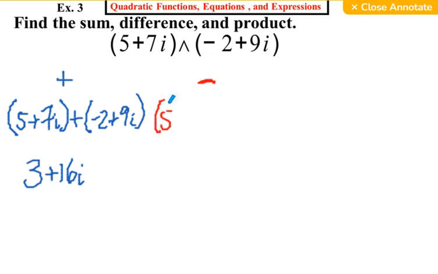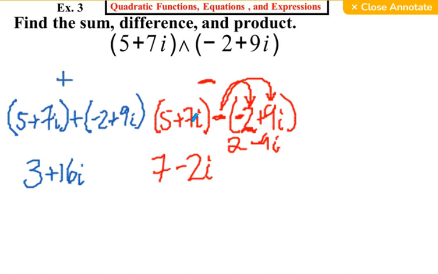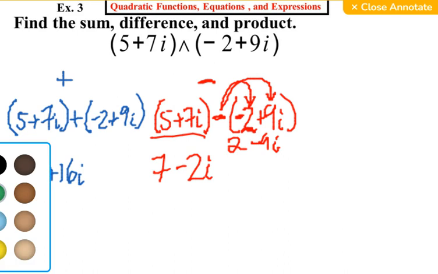We got 5 plus 7i minus negative 2 plus 9i. Pass on one, Caleb. Diego. 7 minus 2i. And for this one, for those that didn't get that, remember to distribute the negative here and here. That becomes 2 minus 9i, and then you combine with these. Thank you. Let's go to multiplication.